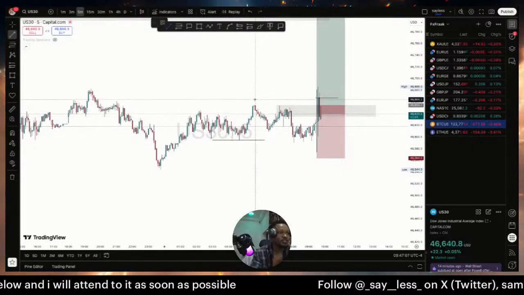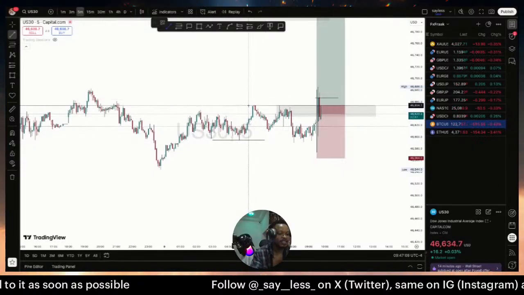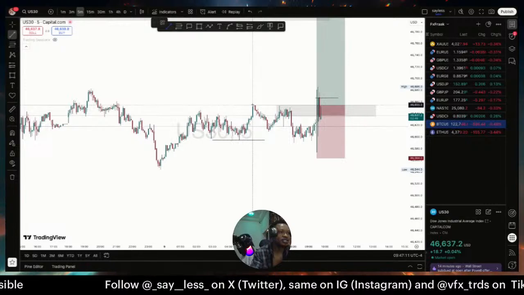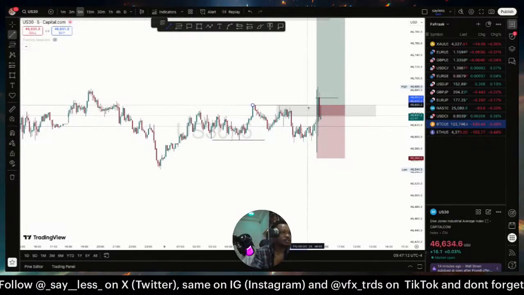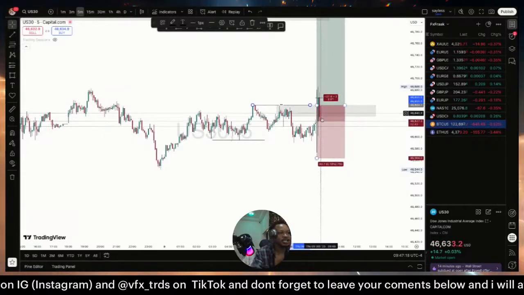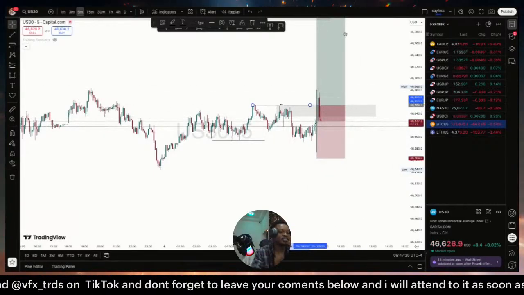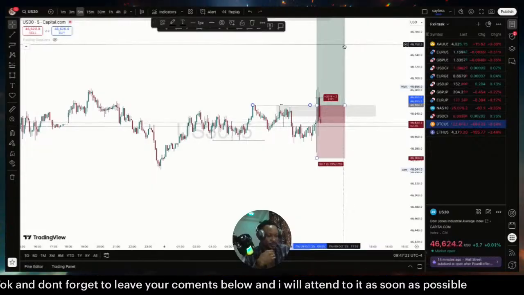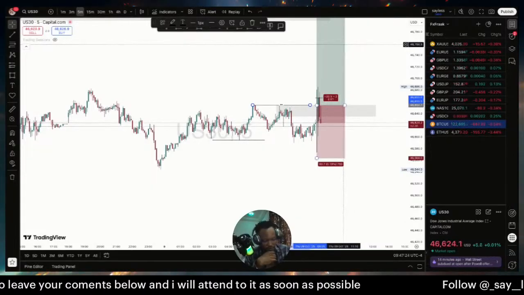So at this point, what is making me hold this trade is because we had earlier taken liquidity to the downside. We've done a break of structure to the upside. So basically, I expect this to be a break, retest, and then a continuation. All right, that's what I expect from here.